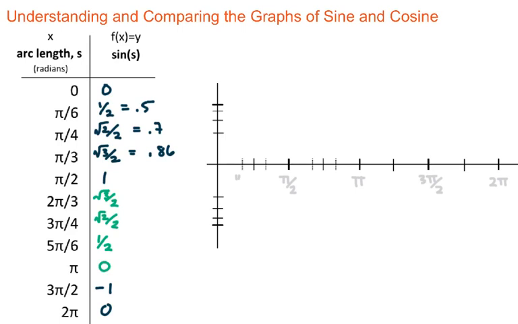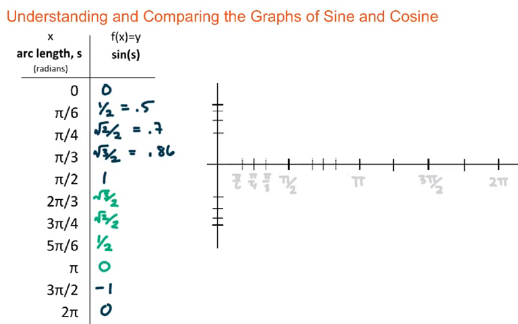We've got pi over 6, pi over 4, and pi over 3. And it would continue going in this direction as well. We would have 2 pi over 3, 3 pi over 4, and then 5 pi over 6. Of course, that's really tiny and hard to write in there, so I'm going to leave those out.